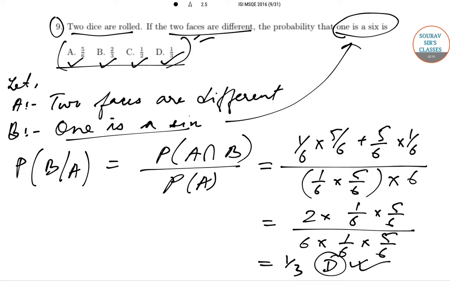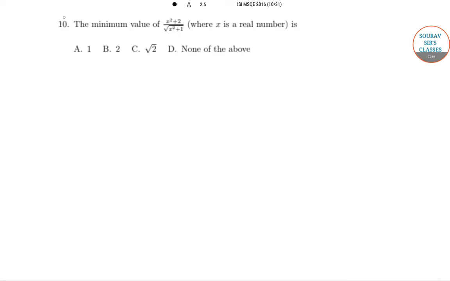Now let's move on to the next question. In the next question, which is question number 10, we have to find out the minimum value of x square plus 2 upon root over x square plus 1, where x is a real number. The options are 1, 2, root 2 and none of the above. So we have to find out the value of this structure.